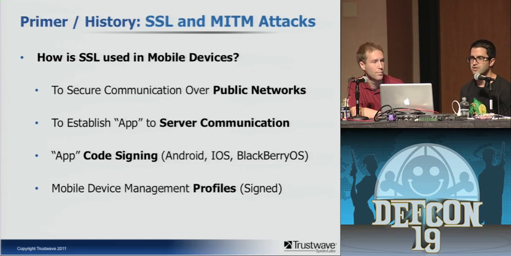And when you submit data that you don't want anybody else to see, you want to send it over the public internet, or even public local networks, in an encrypted format. So it establishes app-to-server communication. It's also used in app code signing, like we already talked about. And then it's also used in mobile device profiles. So if you work for a company and they push down profiles to your iOS device, they'll actually sign those using SSL.